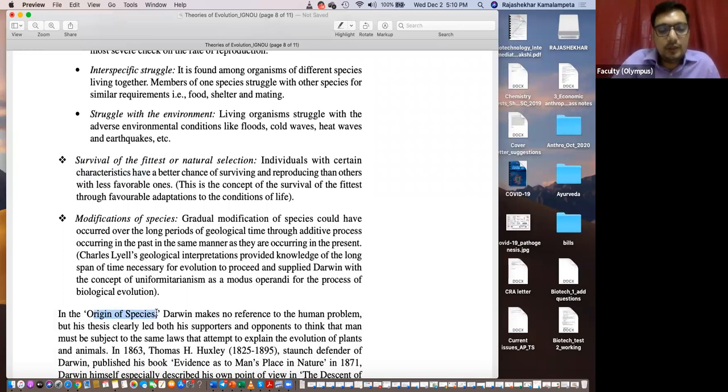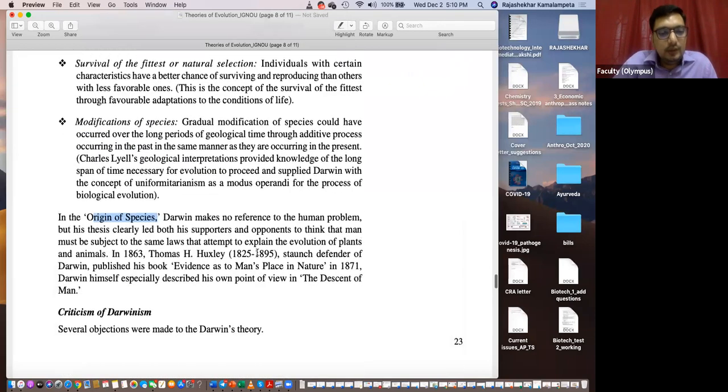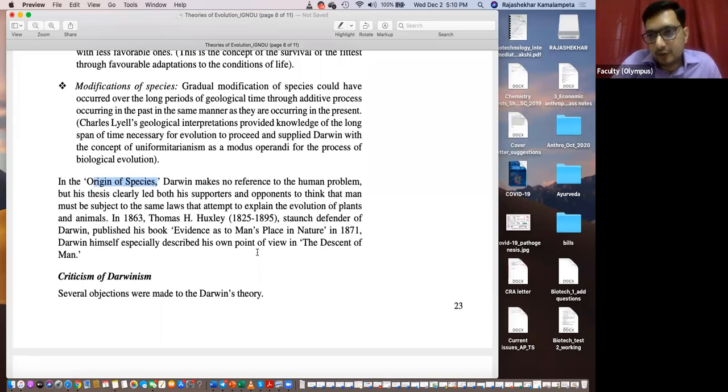Give it a read. If you're stuck anywhere, we'll discuss in the next class. And then we'll talk about the issues with Darwinism as well. What is wrong with Darwinism? And then we'll move on to neo-Darwinism, how new theories were put together and modified or strengthened the concepts given by Darwin to give rise to what we believe today.